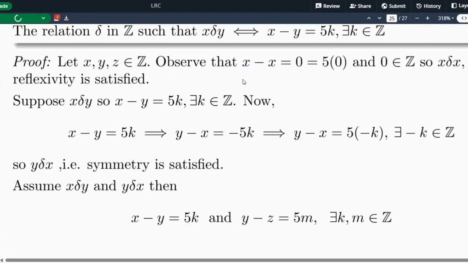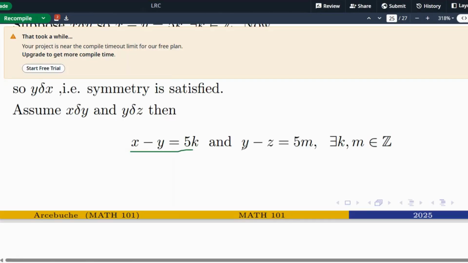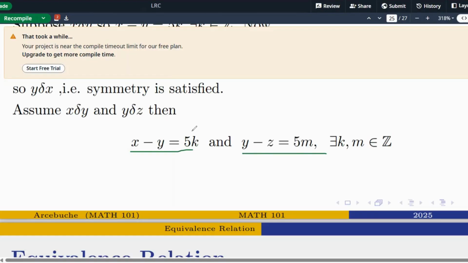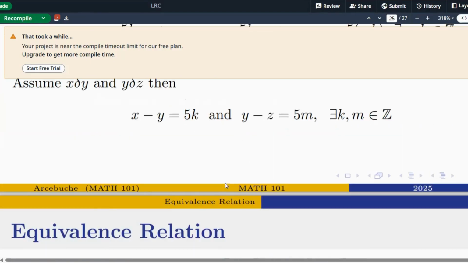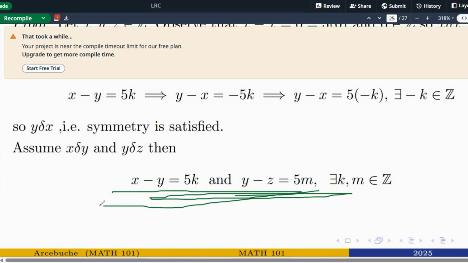Okay, so assume mo na si X, jowa niya si Y, jowa niya si Z. So, kapag in-assume mo yun, si X minus Y is equal to 5K, tas si Y minus Z is equal to 5M for some integer K and M. So, si K and si M magkaibang integer. Not necessarily equal sila. Pwede mag-equal, pero not necessarily. Kaya magkaiba yung letters na ginamit. Ang goal ko, from your assumption, need mo mapalabas si x minus z.